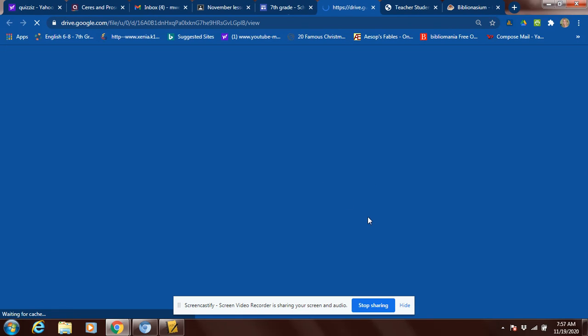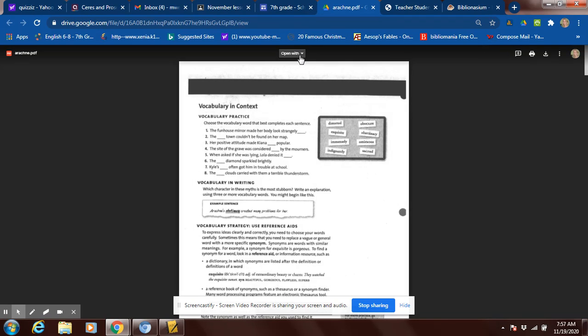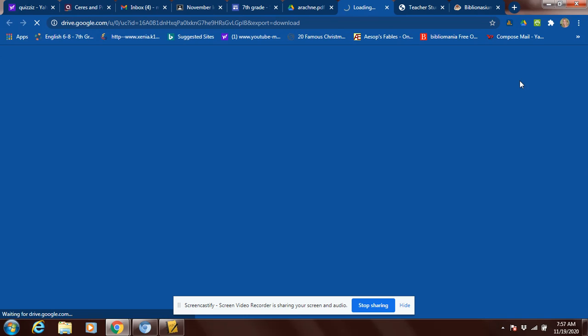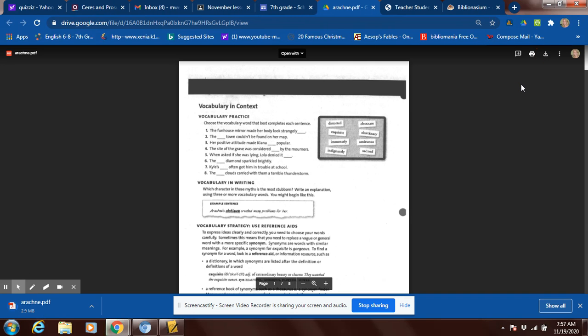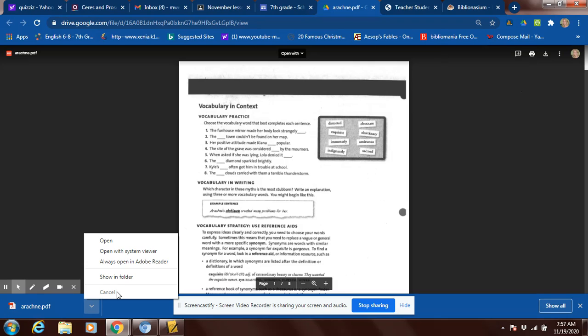We're going to open this in Kami. Make sure you click open with, or probably download it first, and that puts it in your Google Drive. That way when you write on it, it's not going to show up on my original.